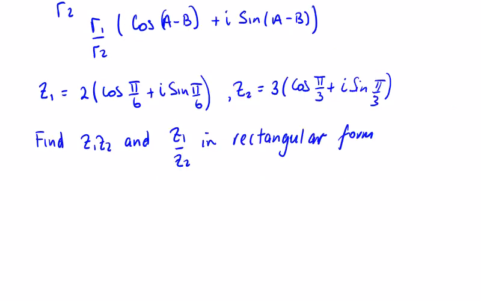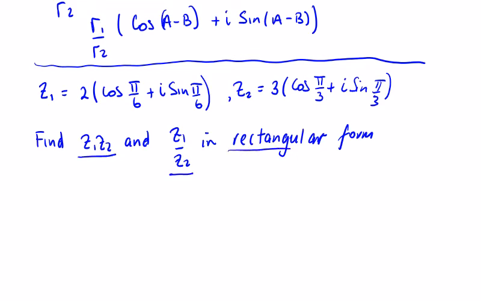So let's just do one question here with multiplication and division. Z1 is 2 times the cos of pi over 6 plus i times the sine of pi over 6, and Z2 is 3 times the cos of pi over 3 plus i times the sine of pi over 3. So find the multiplication Z1 Z2 and the division in rectangular form, and rectangular form is x plus yi or a plus bi or some version of those. So we just need to know our rule.